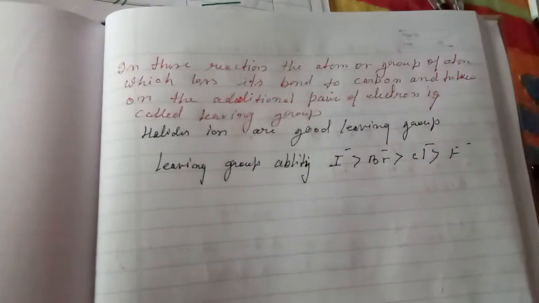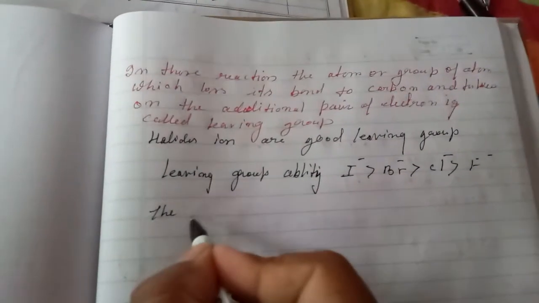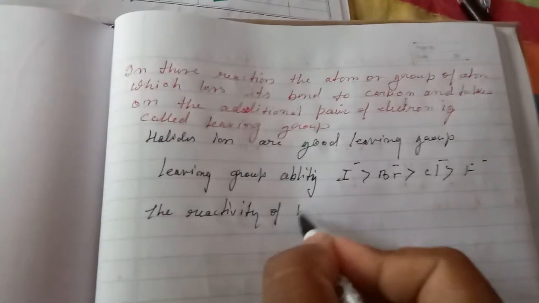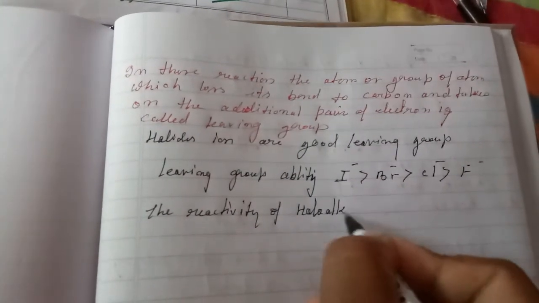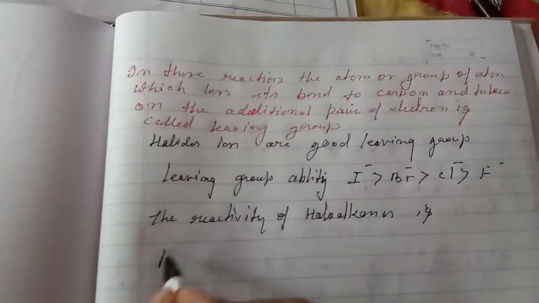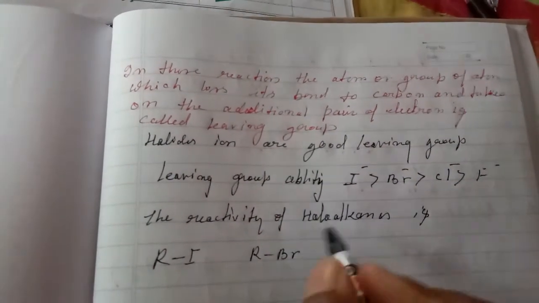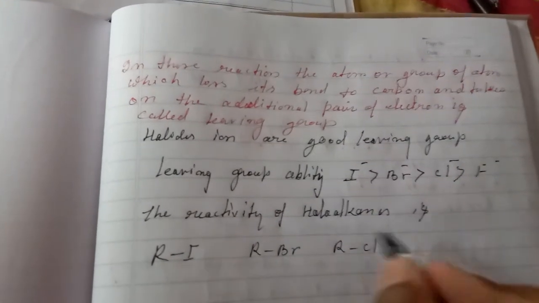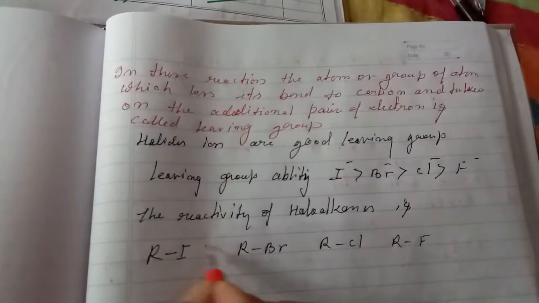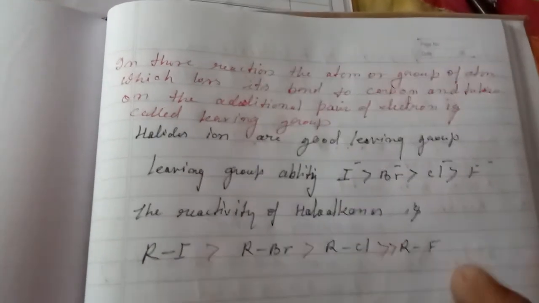The reactivity of haloalkanes is RI, RBr, RCl and RF, in decreasing order. Clear?